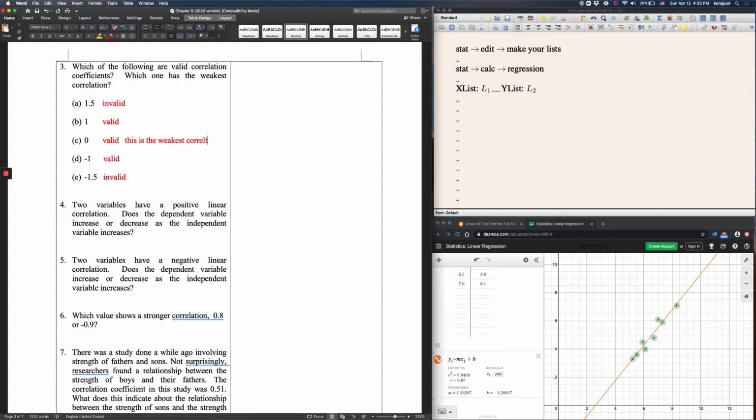Whatever's closest to 0, that is the weakest correlation.